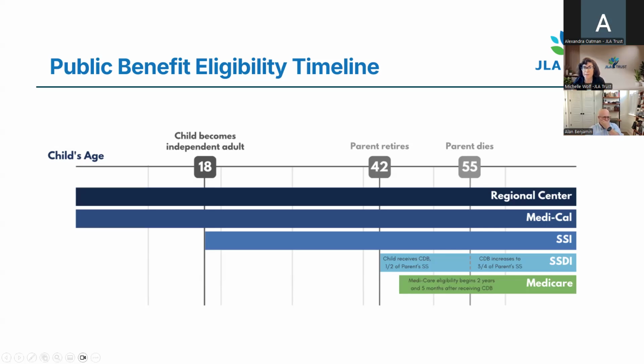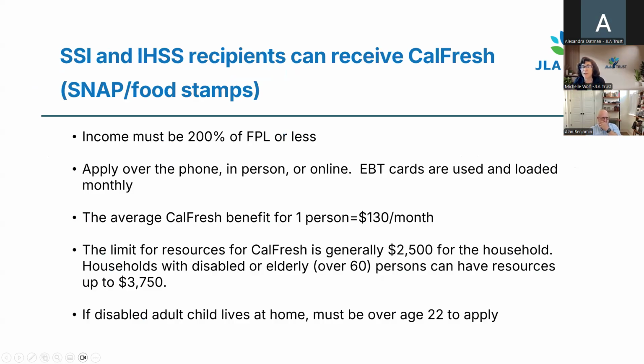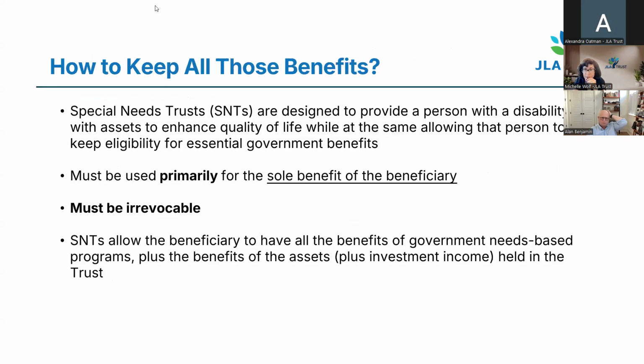All righty. Also a reminder that people getting SSI and IHSS can also receive food stamps. Again, California calls it something different. We call it CalFresh. And the federal poverty level is a little higher for CalFresh than it is for other programs. It's 200% of federal poverty level instead of 138%, which it is for most of the other programs. Okay, I'm going to stop here before I get into the special needs trust. Do we have any questions?